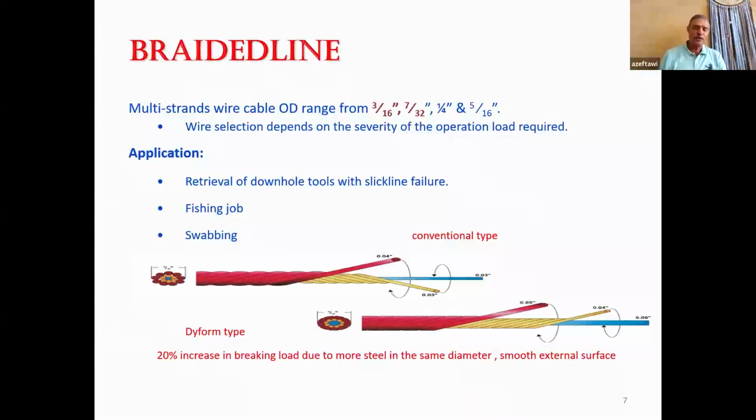So keep in mind that we don't fish with the slick line, because when you do fishing, you need a wire which has a high tensile strength. You will find this in the braided line, not in the slick line.